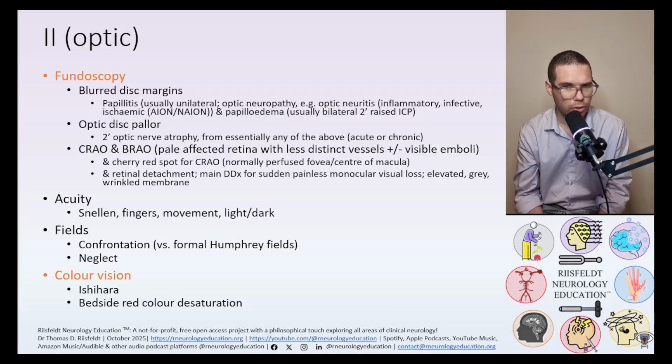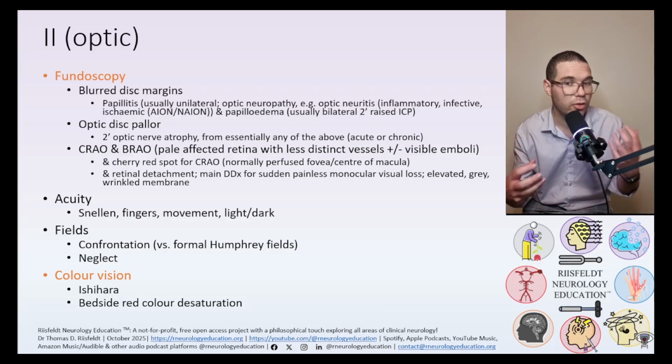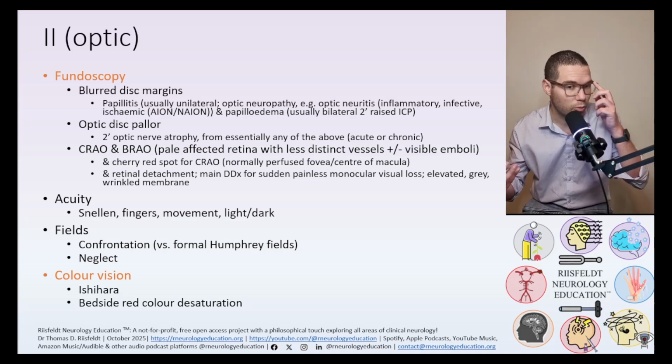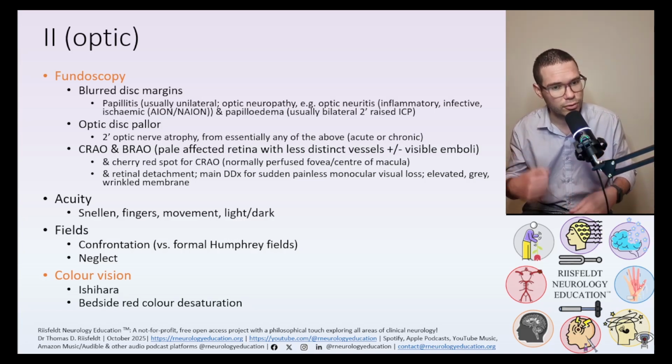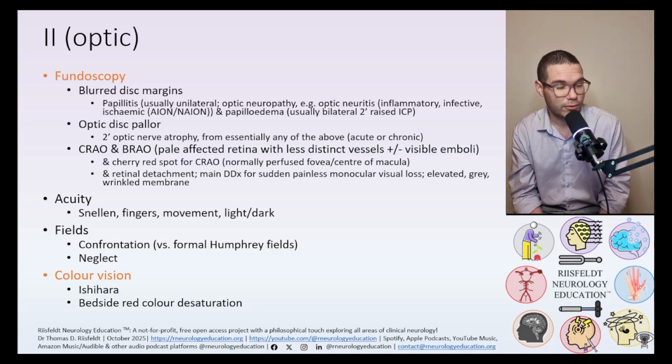And I would recommend that you do a Google search and look at some photographs of fundoscopy of patients with all of these conditions, so of papillitis, papilloedema, optic disc pallor, central and branch retinal artery occlusions, and retinal detachments, so that you have in your mind what they look like, so that when you come across a patient with one of these conditions and you're performing fundoscopy, you don't want to be seeing it for the first time then.